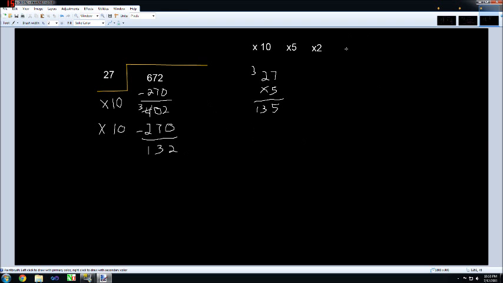So now I'm going to go ahead and move down to 2, and see how many groups of 27. So I know 7 times 2 is 14. Carry the 1. 2 times 2 is 4, plus 1 is 5. So I know 27 times 2 is 54, and that will work. So I know I can take out 2 more groups of 27.